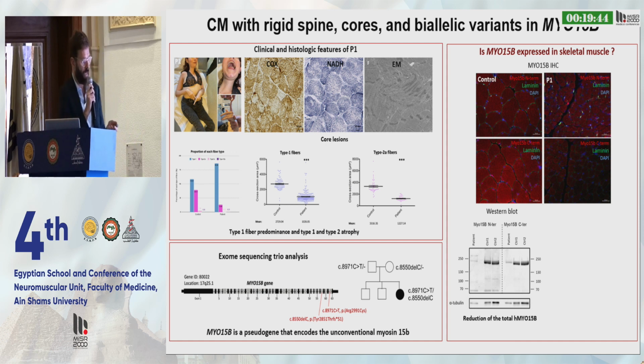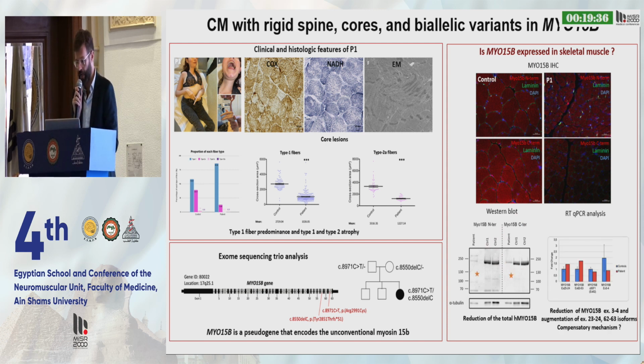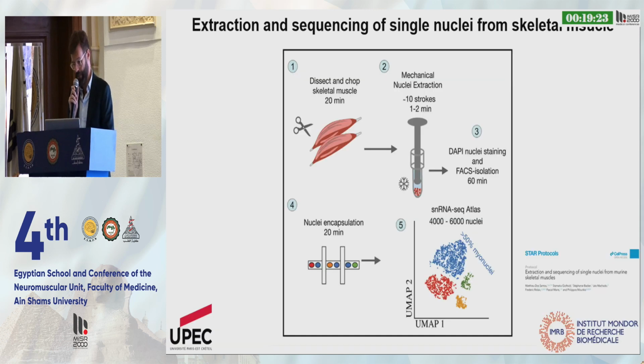And then we found that the Western blot analysis also showed that the protein was reduced, so we thought maybe we are on the right track. And by RT-qPCR analysis, we found also a reduction of some isoforms, but not all the isoforms of this myosin 15B, which is a little bit misleading. So we decided to do something, as we were not convinced. I looked for other patients around the world. Nobody has a patient like this.